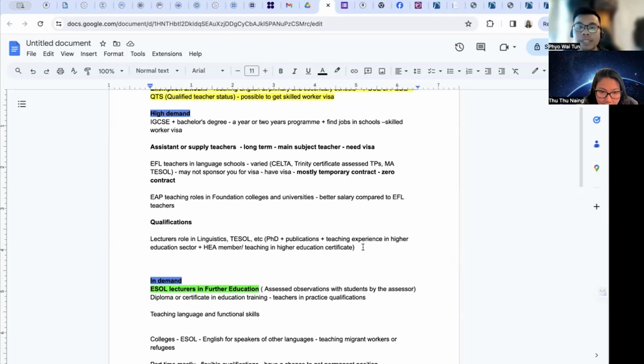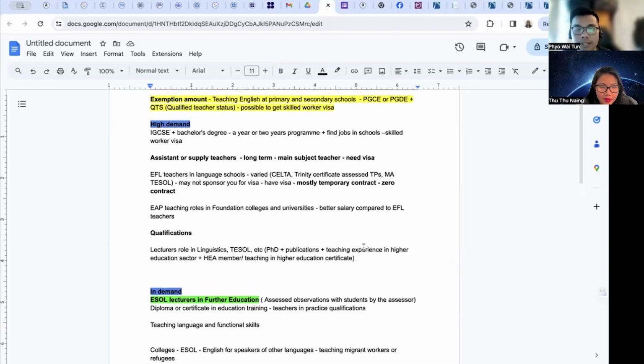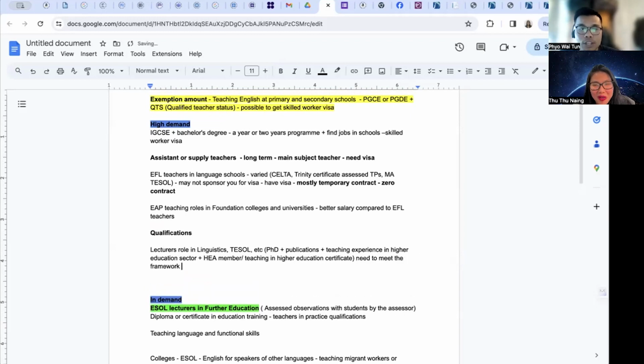For higher education, we also need to meet the higher education qualification framework, which means we need to be a member of HEA. To be a member, we need to do more qualifications, but these are in-service qualifications, so we can do them while we are teaching in that sector. In some universities, some of the lecturers haven't got a PhD, but they are such members, so they have got the qualifications they need for teaching roles in the UK. That's why they can be lecturers.